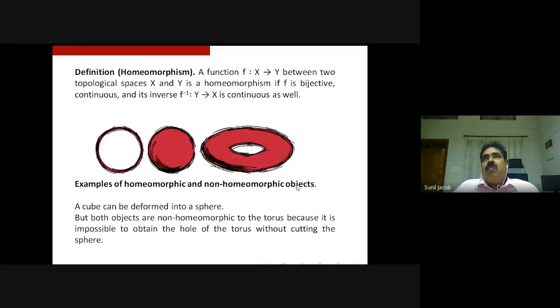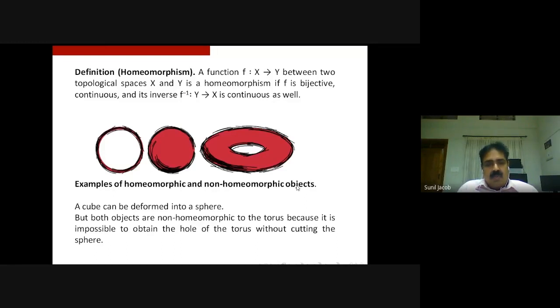Therefore, whenever we have one space homeomorphic to another space, there is no need of considering them separately. Their properties will be considered together. Now, this is the definition of a homeomorphism, that you all know. It's a function from a space X to Y. X and Y are topological spaces, and the function should be bijective, continuous, and its inverse also should be continuous.